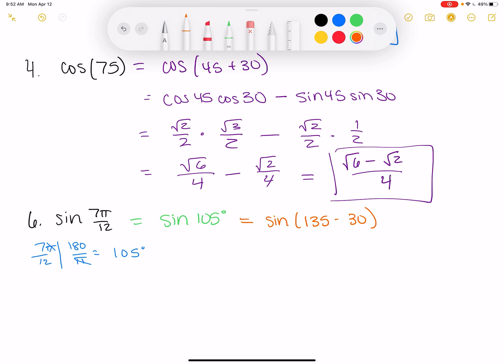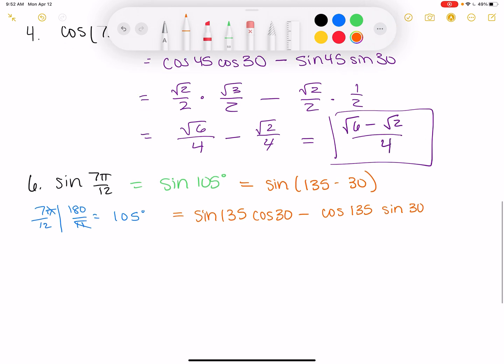Somebody tell me what goes here for the formula, actually written out. It's the sine of 135, cosine of 30, minus the cosine of 135, sine of 30. All right, what is the sine of 135?